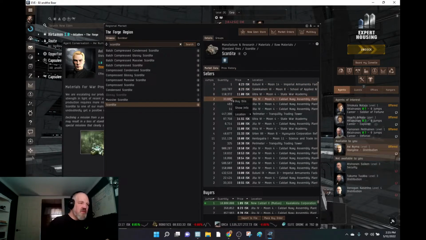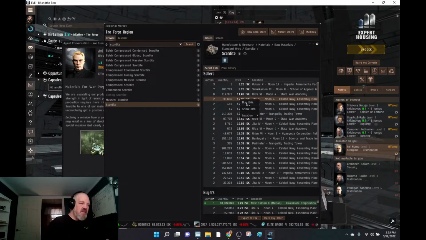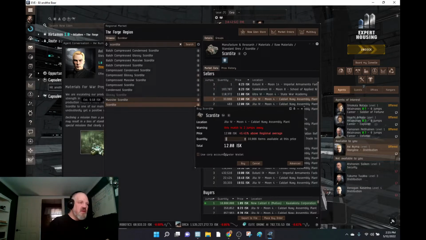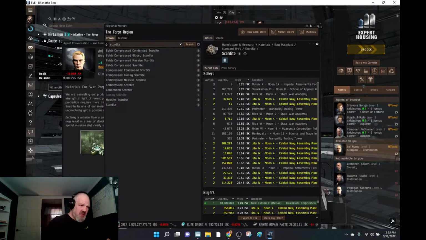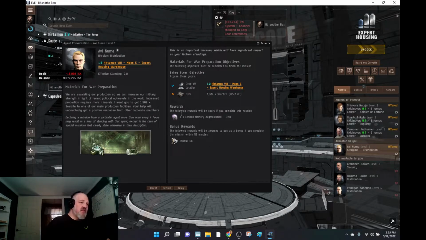All right. So we're going to set our destination. We're going to buy this. I want 1500. So this implant is going to cost me 18,000 ISK. Usually they run for about 5 million, the level two. So I'm making a good deal there, just by doing this one mission that I'm going to go ahead and accept.